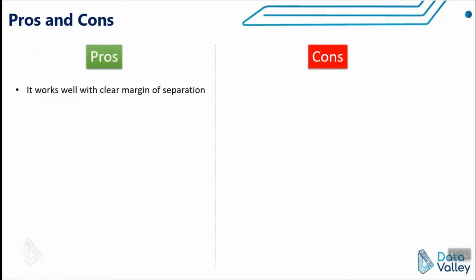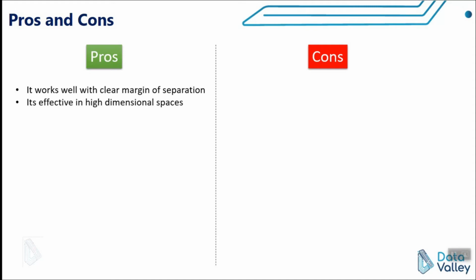What are the pros and cons of using SVM this way? SVM works well with a clear margin of separation. So if you have some data points that can be separated by a good margin, a good distance between the two classes or the two categories you are trying to classify, then SVM will be a perfect choice.